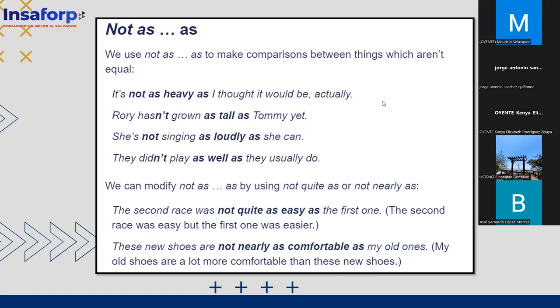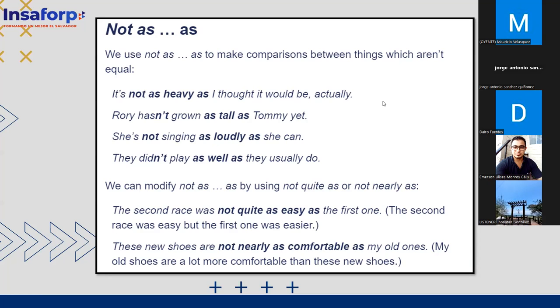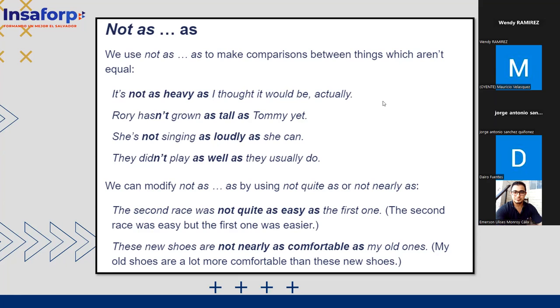At this moment, I'm not as good a cook as my sister. Hiking is not quite as easy as people say. The word "as" is two times. Quite as easy as people say. Traveling on a train is not nearly as fast as traveling by car. Correct. Very good. Nice sentence.